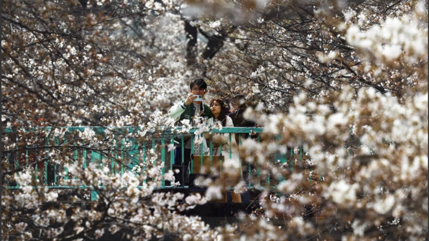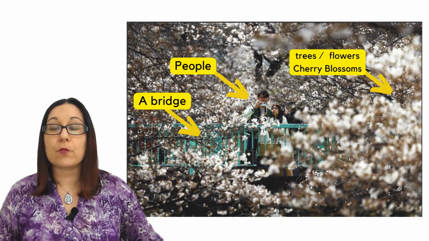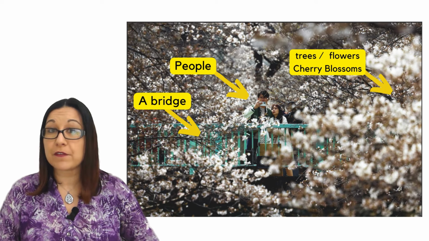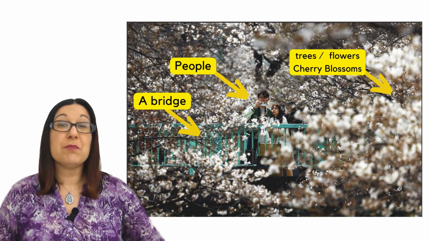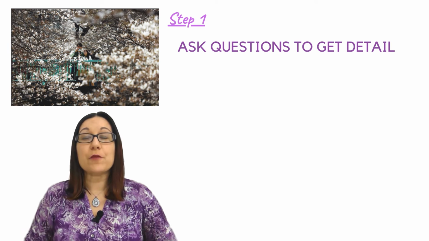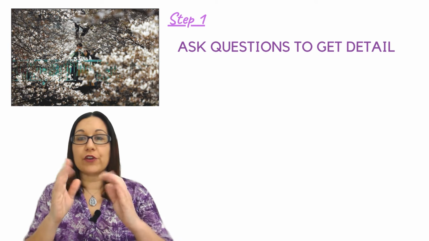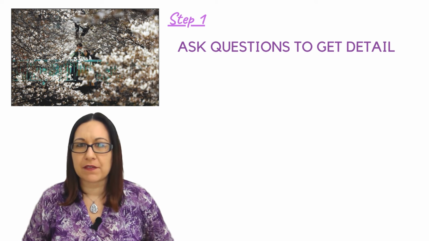Okay, so if you're like me, you've probably said something very similar. There are trees, flowers, specifically cherry blossoms. Then there are people, a couple of people, and there's a bridge. Great. Now, we're going to go quite quickly through the first steps of expanding these points into sentences, as I'm sure most of you have already written full sentences.